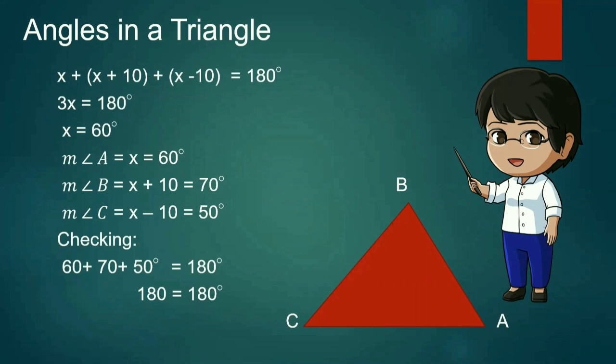Therefore, the measure of angle A is equal to 60 degrees. The measure of angle B is equal to 60 plus 10, or 70 degrees. And the measure of angle C is 60 minus 10, or 50 degrees. Checking, the sum of the three angles is 180 degrees.